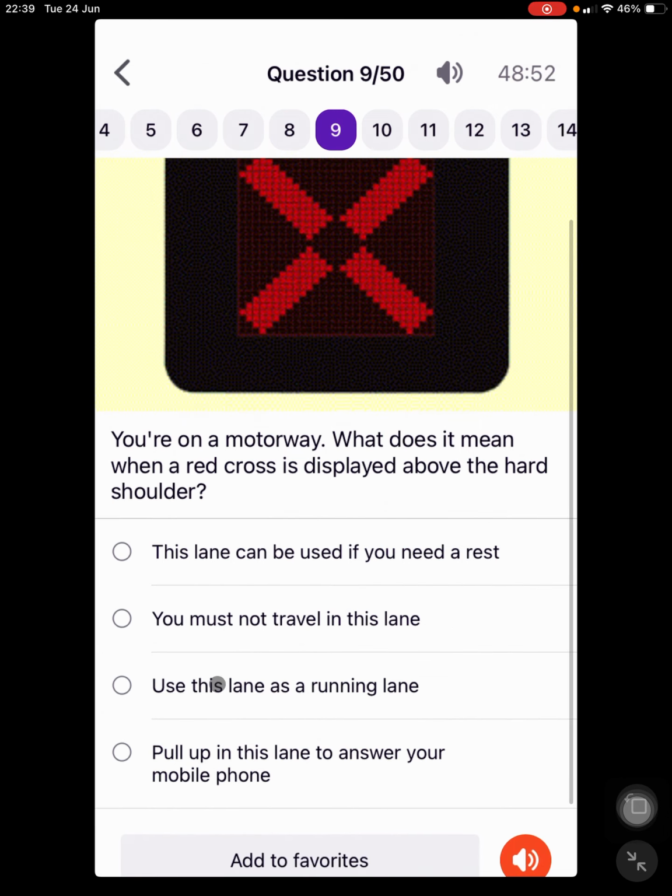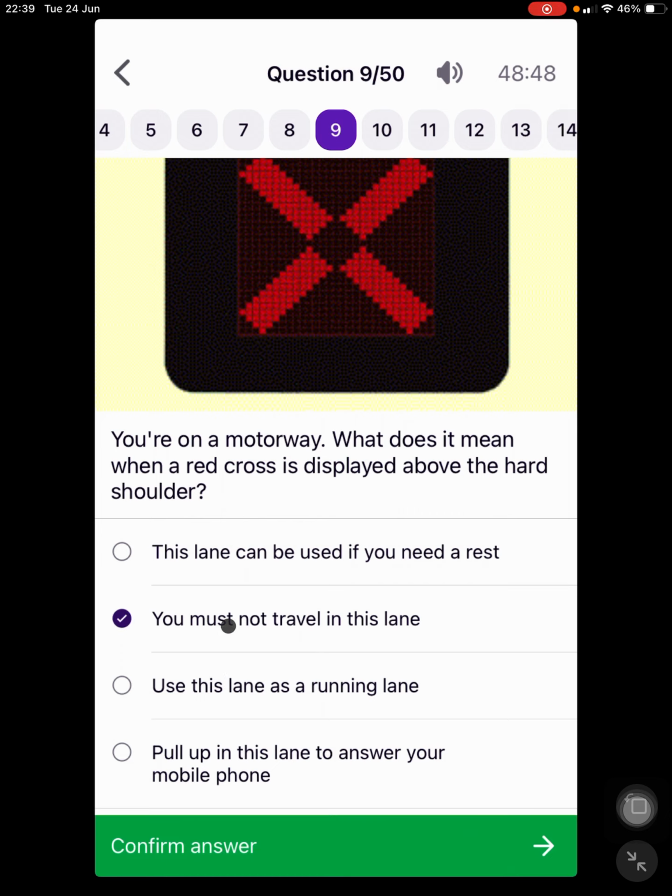So the answer would be you must not travel in this lane. If in the answer section it says you can only use it in an emergency, that will also be the right answer, okay? Just to let you know. So you must not travel in this lane.